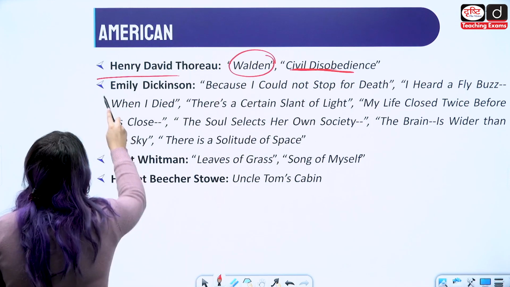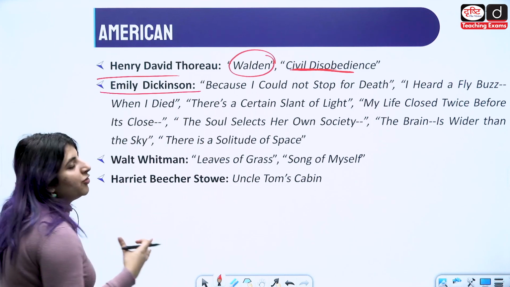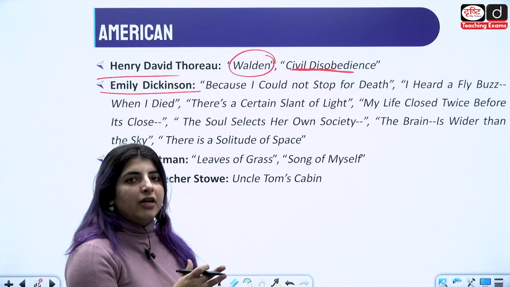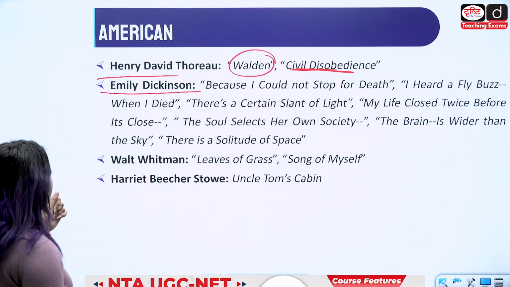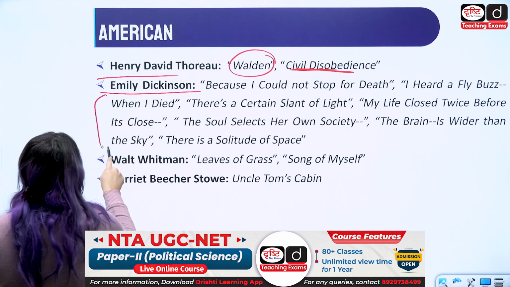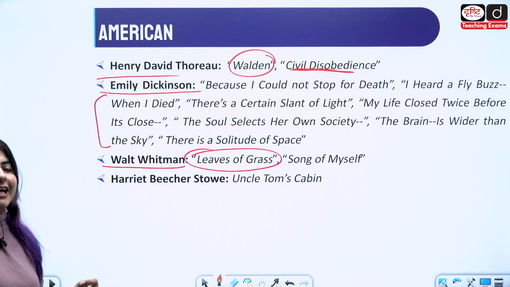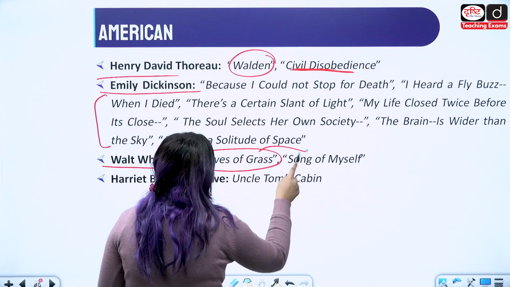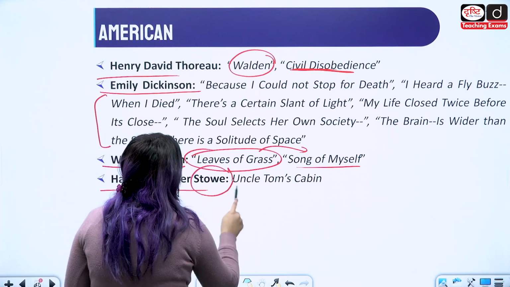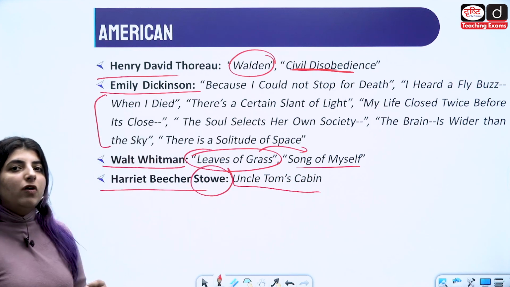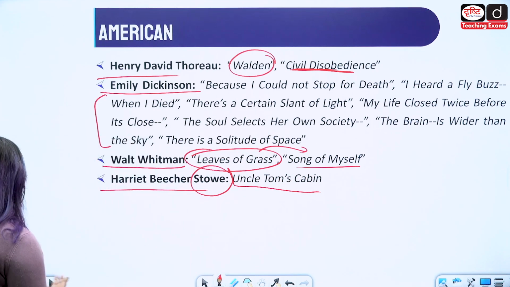Civil Disobedience was a work which influenced the thought process of Mahatma Gandhi as well, correct? And Tolstoy. Emily Dickinson, Because I Could Not Stop for Death. She was one such person who turned out to be a confessional poet, right? I Heard a Fly Buzz When I Died. All these poems and all. Walt Whitman with his major collection of poetry, Leaves of Grass, which includes the work Song of Myself as well. Harriet Beecher Stowe's Uncle Tom's Cabin, which tries to talk about slavery at its center.